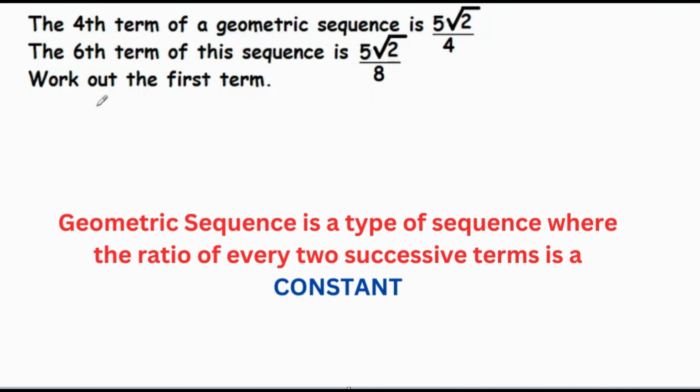and that the nth term of a geometric sequence is generally represented as this: Tn equals a, which is the first term, r, which is the constant ratio, raised to power n minus 1.